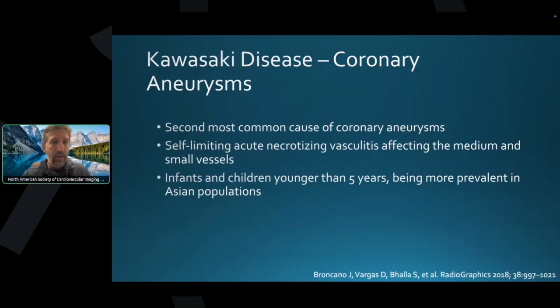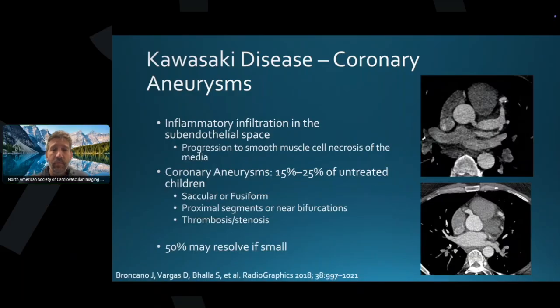This causes secondary coronary aneurysms. As I said, it's the second most common cause of these coronary aneurysms. It presents as a self-limited medium and small vessel vasculitis, typically in infants and children younger than 6 years of age, and is more prevalent in the Asian population. Not every patient that develops Kawasaki disease will develop aneurysms. It's a small percentage of patients.